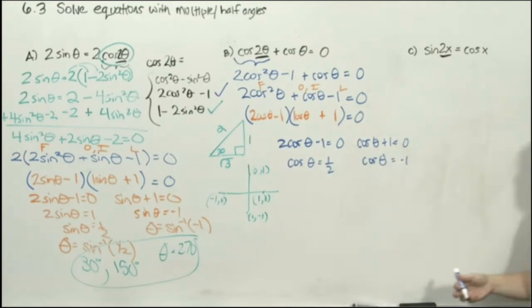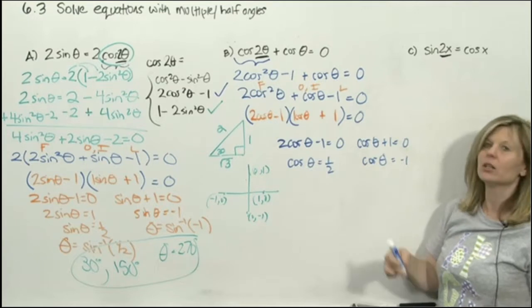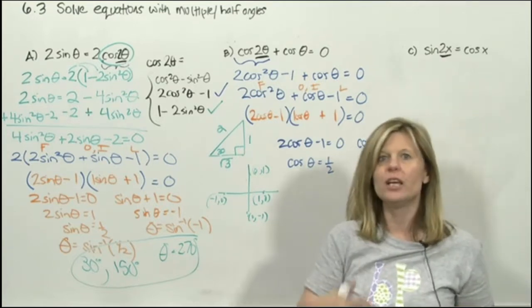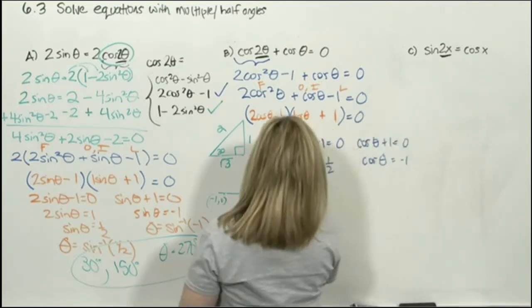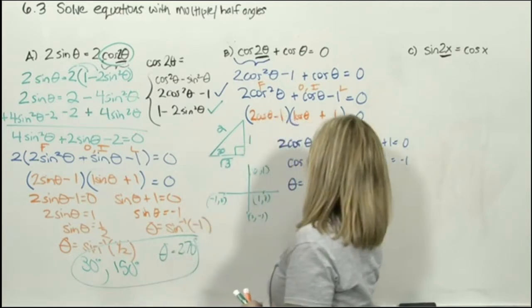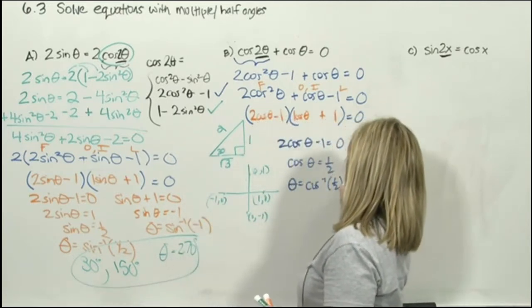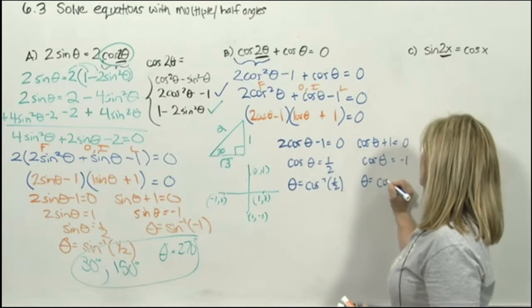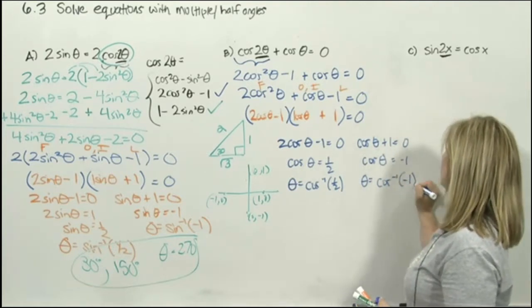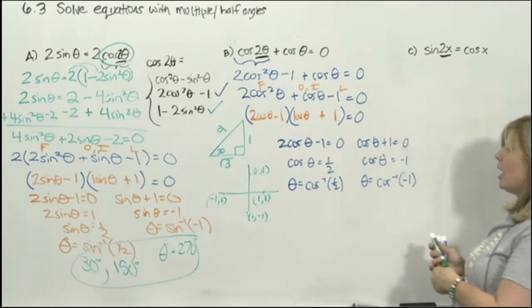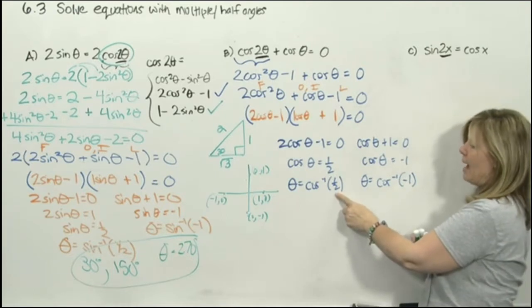But we're not done. Remember, we're trying to solve for an angle. So the only way we get at an angle is to do the inverse. So we're going to write theta is the cosine inverse of 1/2. Theta is the cosine inverse of -1. All right, we're going to look up cosine of 1/2.